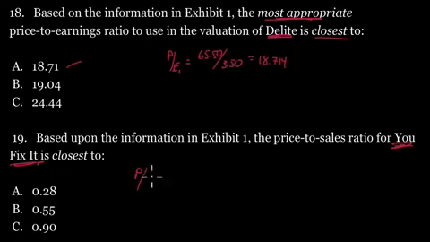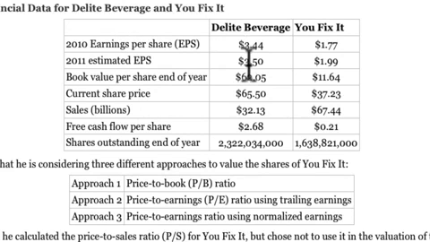We're looking for the price-to-sales ratio of YouFixit. So what's the price? Not $65.50. $65.50 is Delight. So let's not rush and put down the $65.50. Let's go have a look at that and see what we find. So here we are, we need price-to-sales. So what is our price for YouFixit? Make sure you're in the right column now.